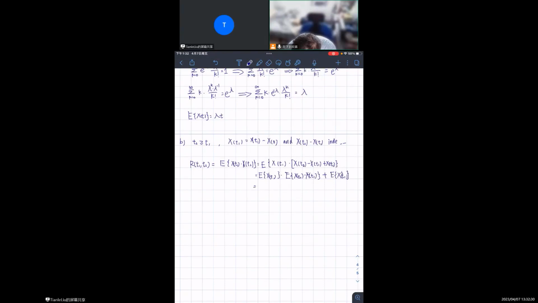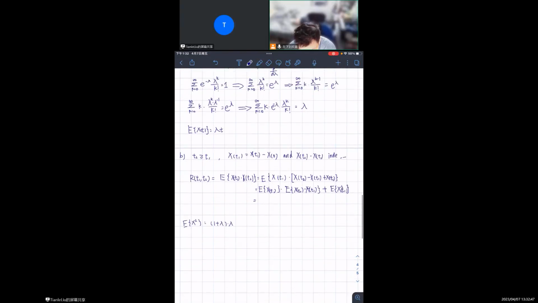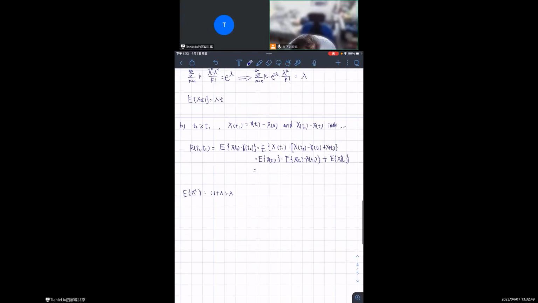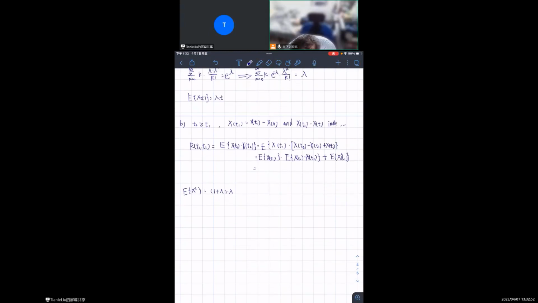But we have to calculate the expected value of x squared, which is done with one more integral, which will lead to 1 plus lambda t, multiplied by lambda t. I think it's quite easy because it was done in the homework before. So for this one, x squared of t will equal 1 plus lambda t multiplied by lambda t.